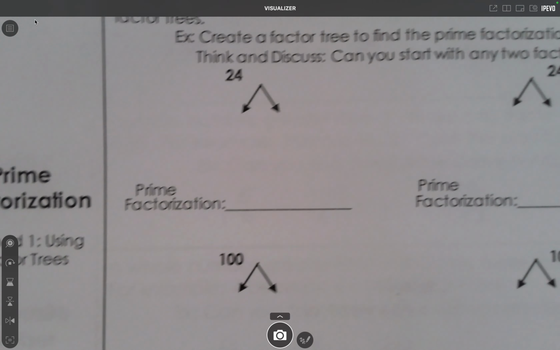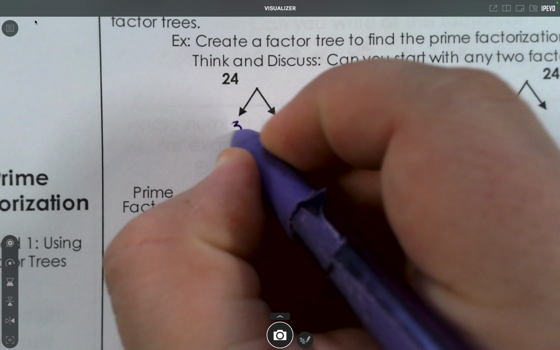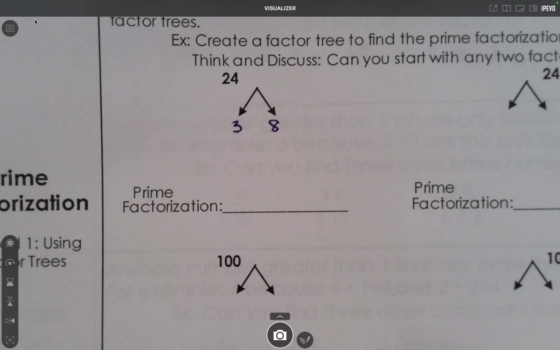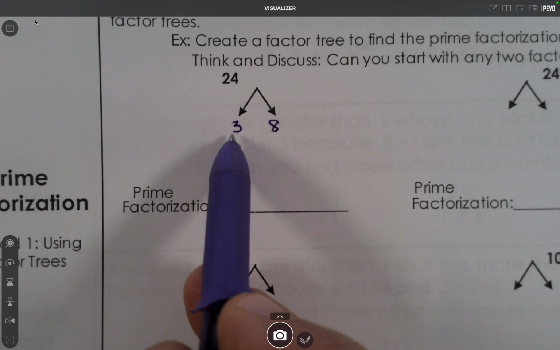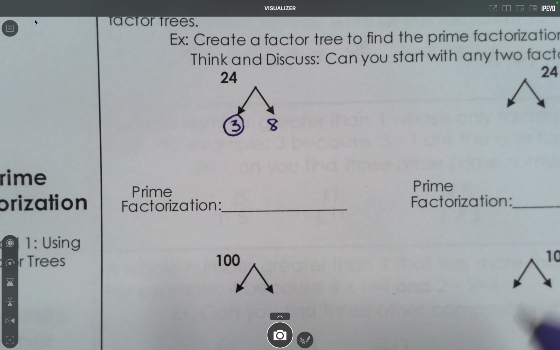So we're just trying to break this down into its pieces that are prime numbers. So I'll just do 3 and 8 to start with. And this works because what we're saying is 3 times 8 is 24. Now, since 3 is prime, I can stop that side of it. I don't need to go any farther. That's already a prime number. So I'm going to circle it just so I know I'm done there.